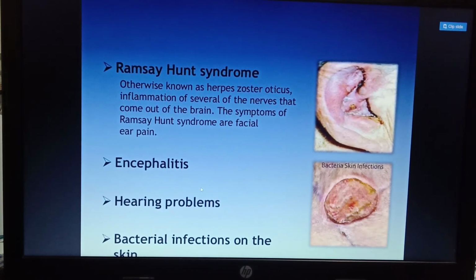Okay, so in the picture you are shown the ear infection and the facial infection, and it is also going to be transmitted. And encephalitis, inflammation of the brain, and hearing problems will be there, and some bacterial infections on the skin are also going to develop. And in the picture you have shown here, that is a bacterial infection.